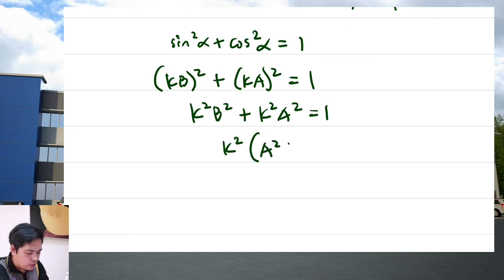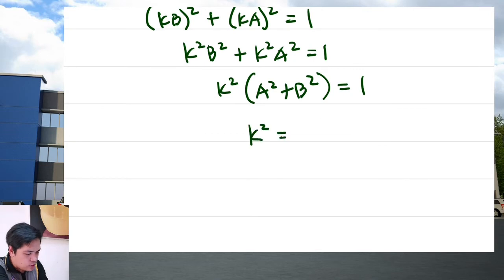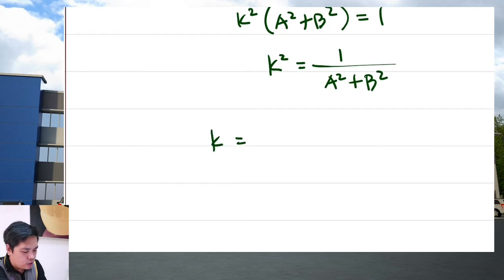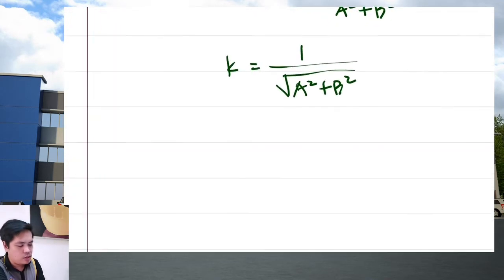baliktarin na lang natin, a squared plus b squared na lang. Although it's b squared plus a squared. So commutative property. So that's equal to 1. So k squared is equal to 1 over a squared plus b squared. Then, therefore, k is equal to 1 over the square root of, because the square root of 1 is just 1, the square root of a squared plus b squared. That's the value of k.